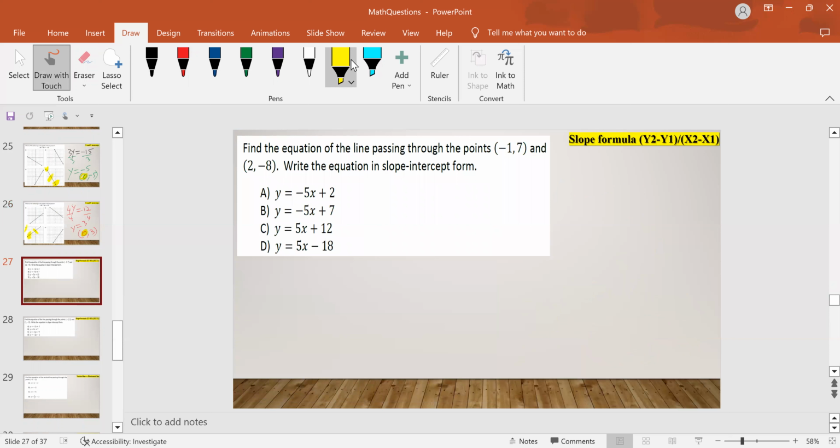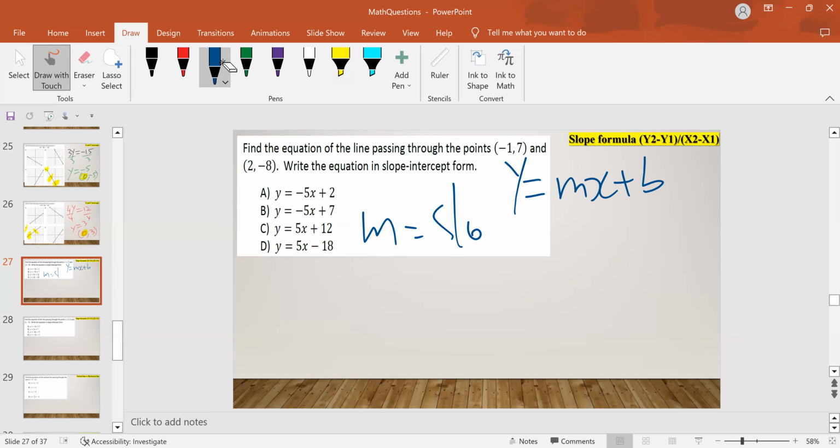What about this question? Find the equation of the line that passes through the points (-1, 7) and (2, -8). Write the equation in slope-intercept form. So the slope-intercept form here is what? y equals mx plus b, where m is the slope. And to find the slope, that's the first thing to do here. We need the formula: y2 minus y1 divided by x2 minus x1.